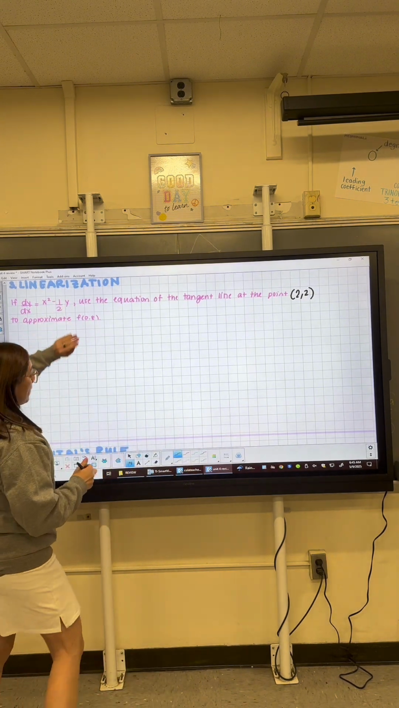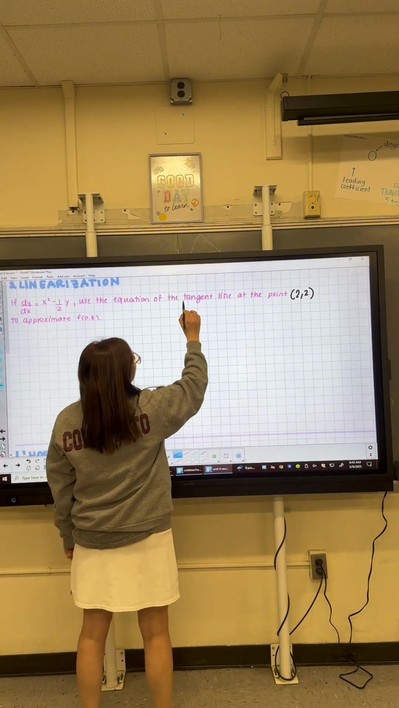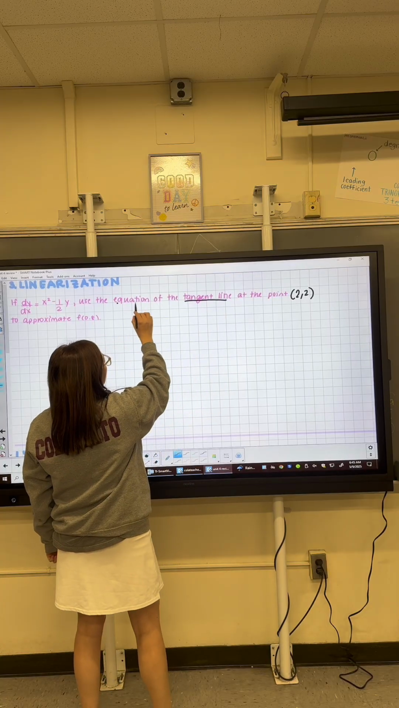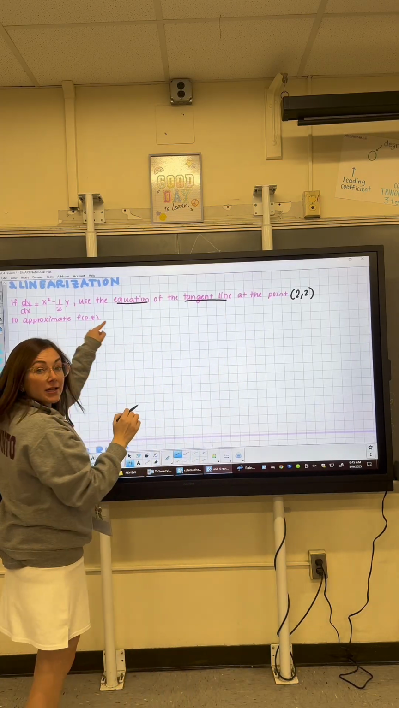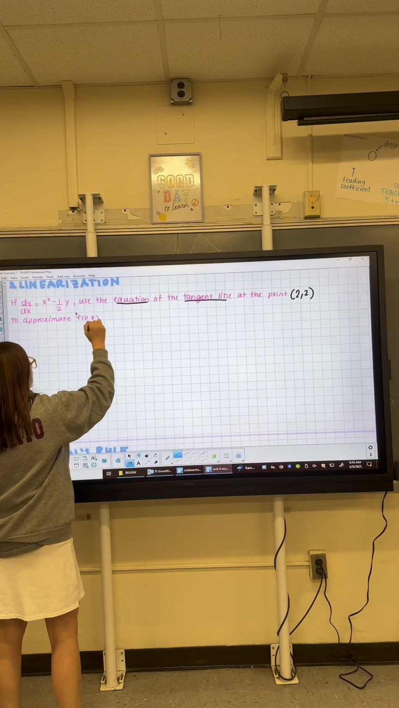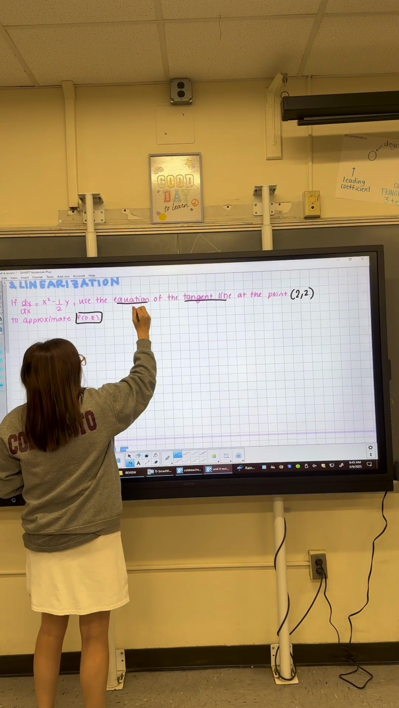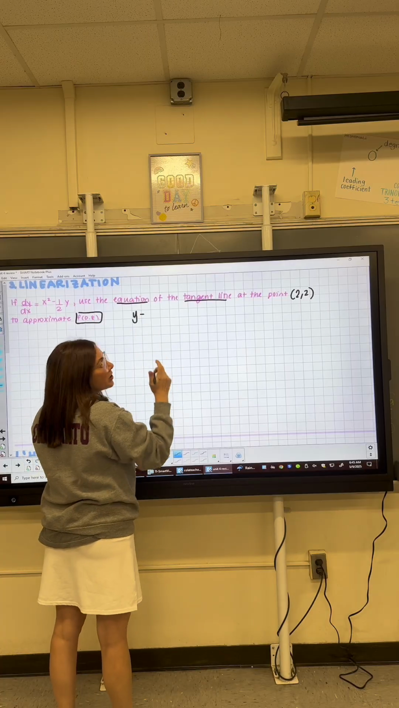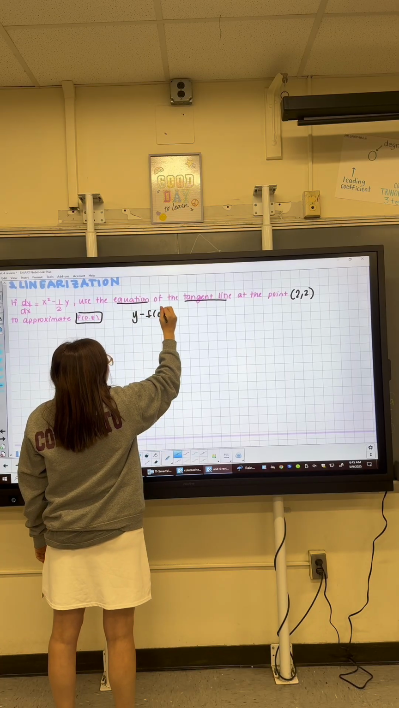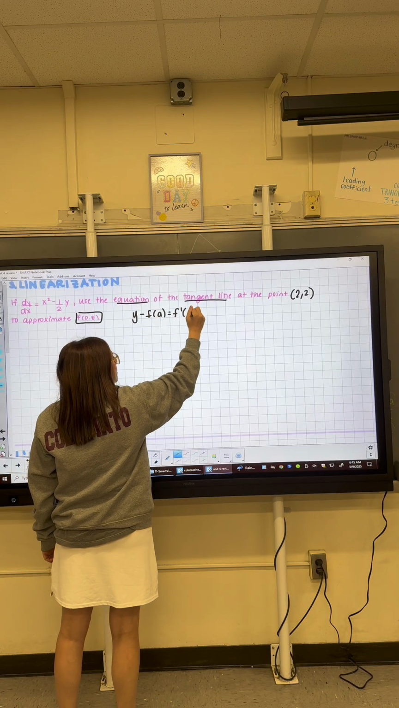So they give us the derivative and they want us to use the equation of the tangent line. So that's really important. At the point (2, 2), approximate when x is 0.8. So my tangent line equation is point slope. I just use different notation: y minus f of a equals f prime of a times x minus a.